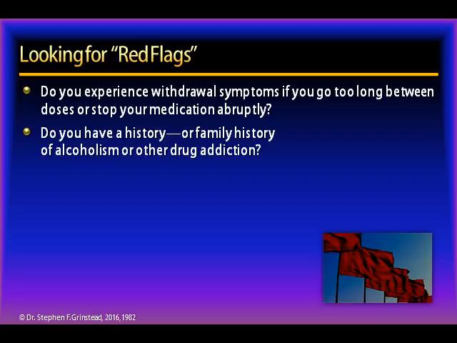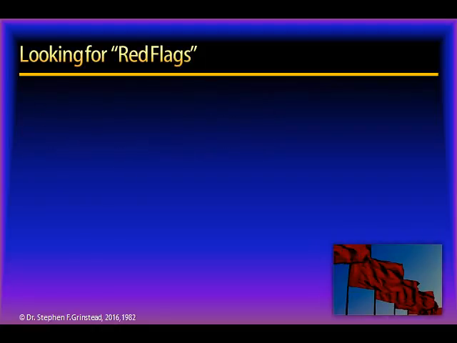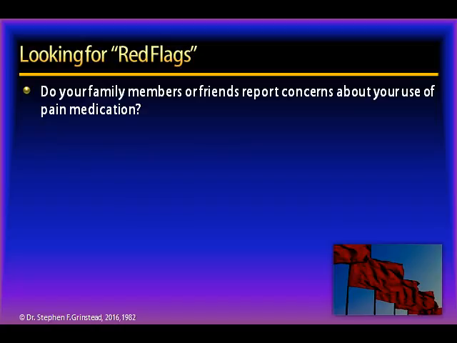Big red flag is if there's a history or family history of alcoholism or other drug addiction. This could put people at high risk for relapse. A lot of family members or friends will often call my office and say, I'm afraid my husband, my wife, my father, my mother is addicted to their pain meds. And I try to have them take a step back, take a deep breath, and tell me about it. A lot of times what it really is, people have become adapted or tolerant, and they're dependent upon their medication, but they're not addicted. So I'll ask them, what are your concerns?